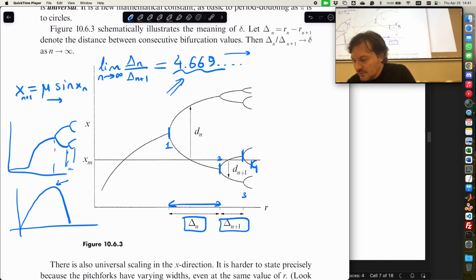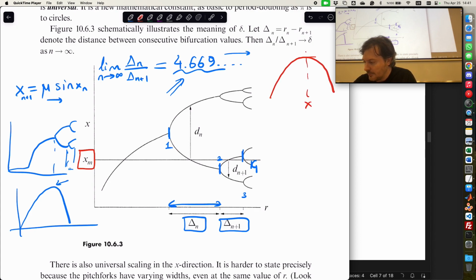That's not where it ends, though. There is another universal constant, and let's define it like this. This is the maximum point of the plot, okay? The maximum point of the plot. Over here, x maximum. If we look at the distance from this point to the closest bifurcation point, okay, do you see that it gets smaller and smaller?